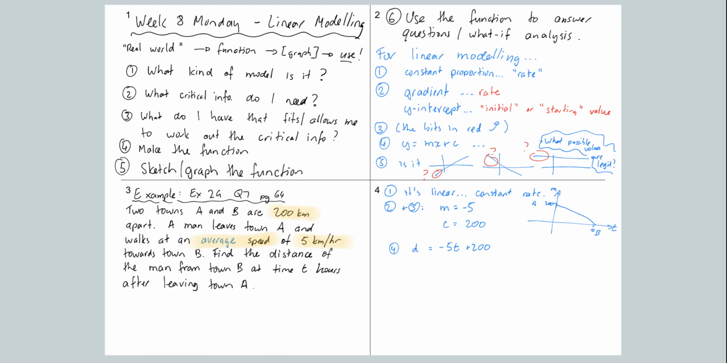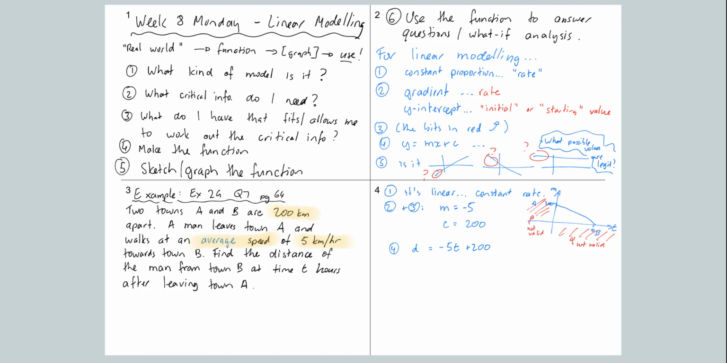Note that this area here and this area here is not filled in, the bit in red, because it's not valid, really, for the context. If that kind of makes sense. So that area is not valid. And in terms of what the question was asking, find the distance of the man from town B at time t hours, this is basically it, right? The distance is -5t plus 200 for a certain t.